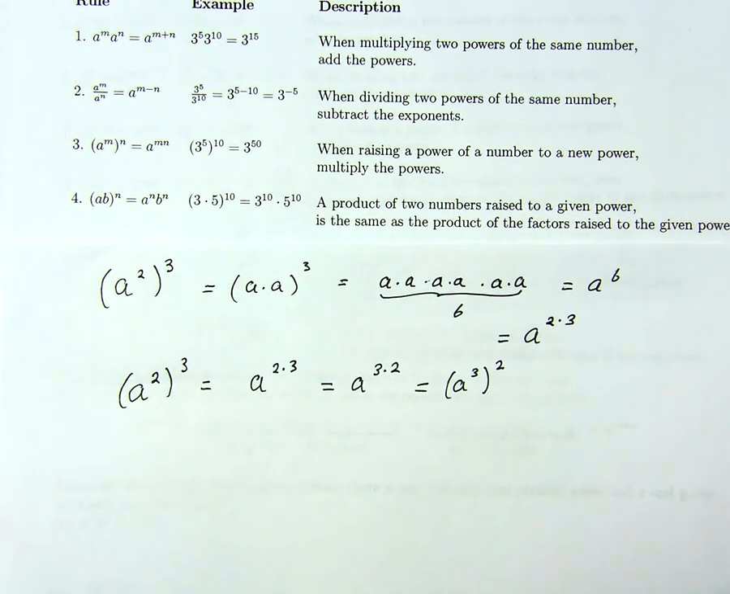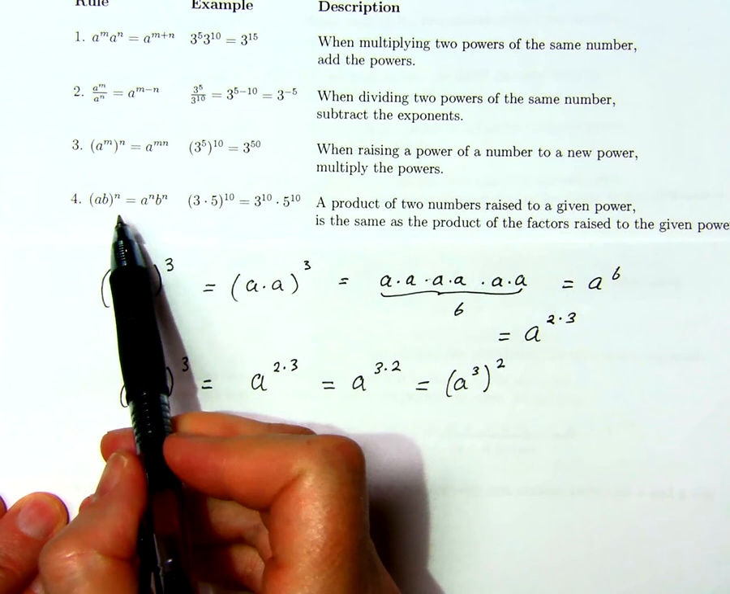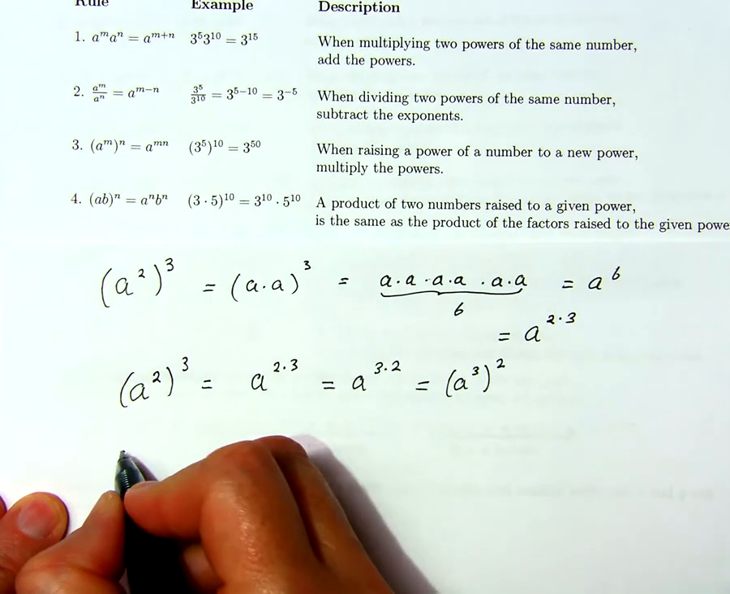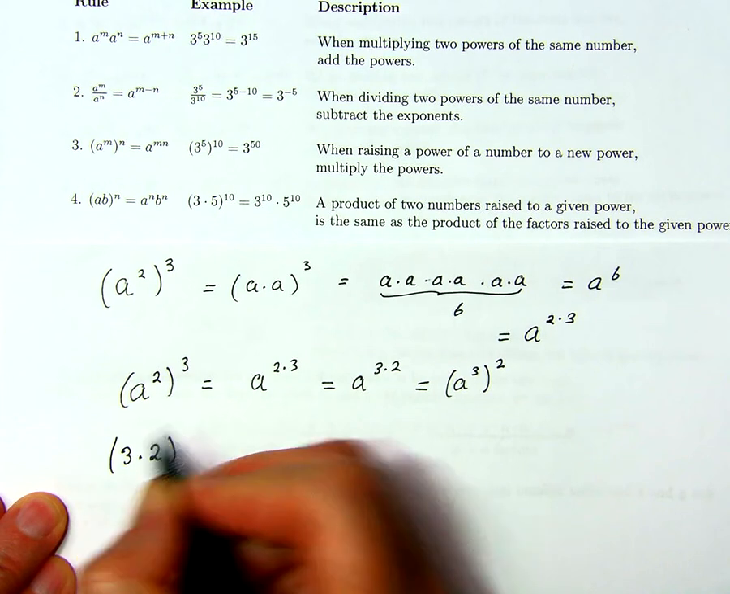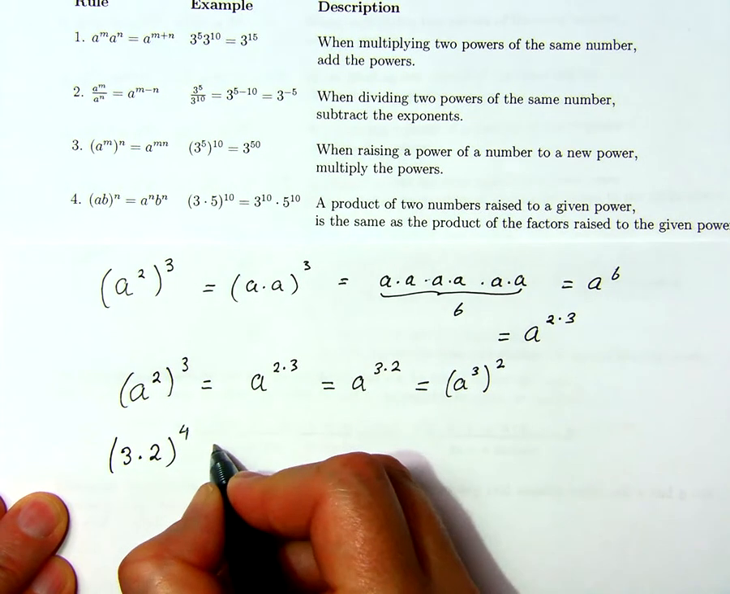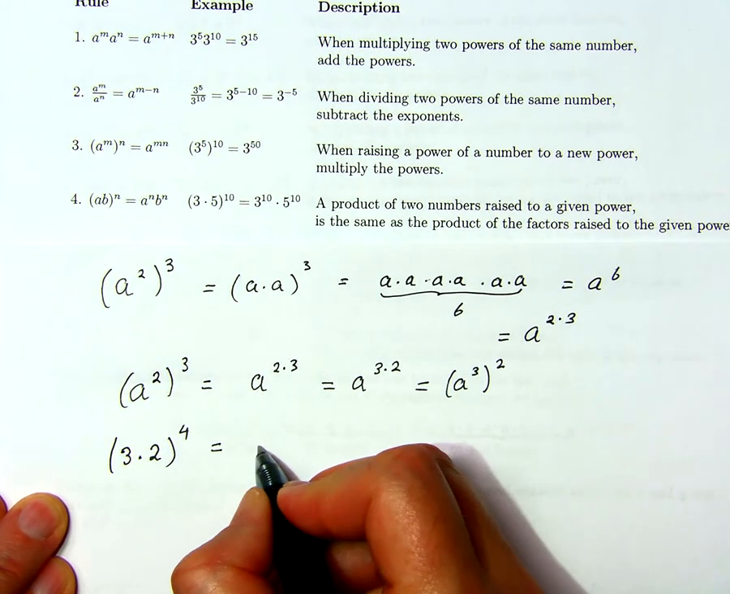If I have two bases, a and b, and I raise a times b to some exponent n, then I can distribute the exponent. So a times b to the n is a to the n times b to the n. What I'm saying is 3 times 2 to the 4 should be equal to 3 to the 4 times 2 to the 4. Why is it true?